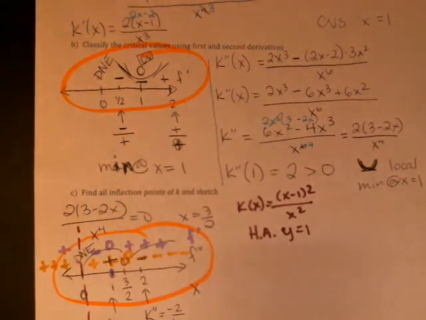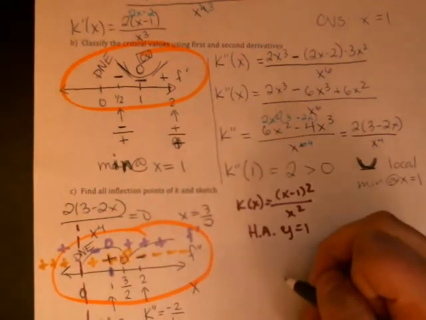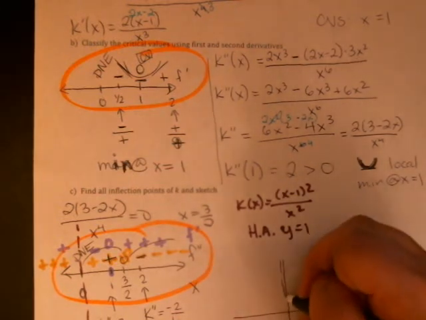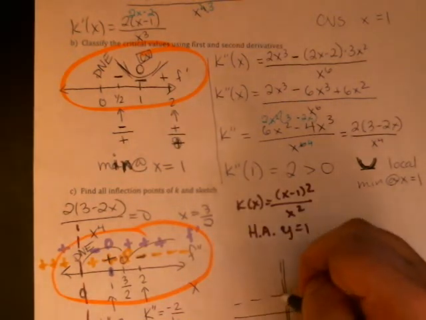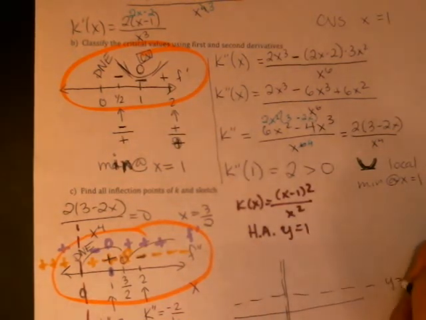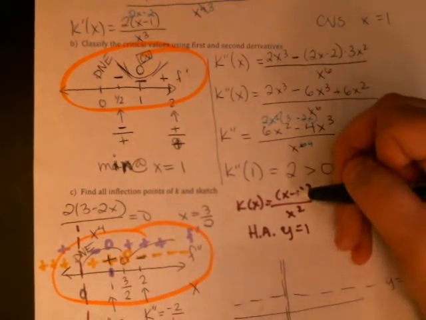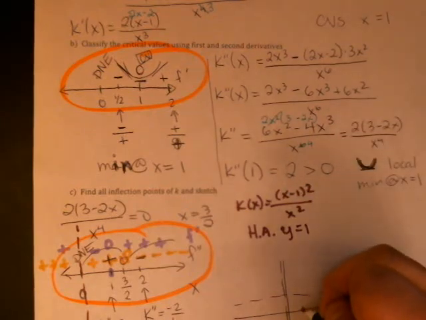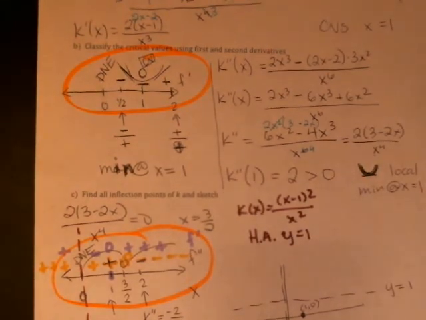Okay. So if I want to put that together, I should have left room underneath. I know that at x equals 0, I have a vertical asymptote. At y equals 1, I have a horizontal asymptote. At, let's stare at the original function a little bit more. When x equals 1, my y value is 0, so it goes through 1, 0. Okay, and let's see what else we can get here.